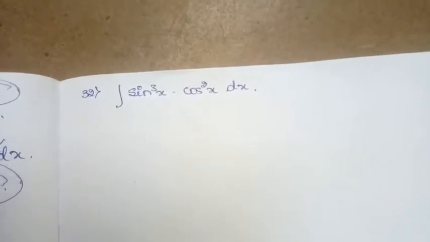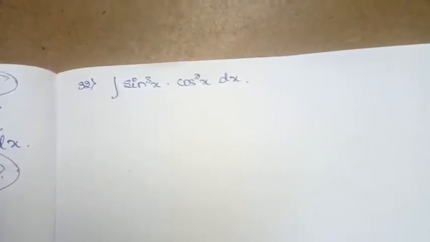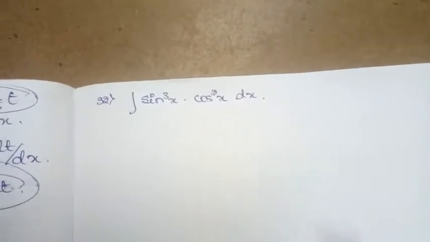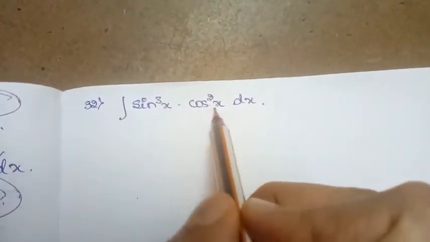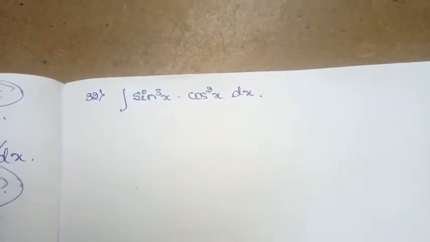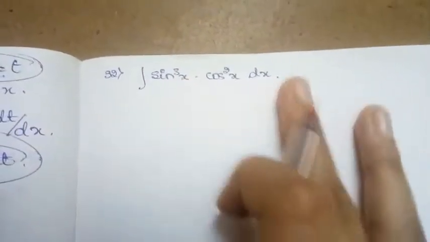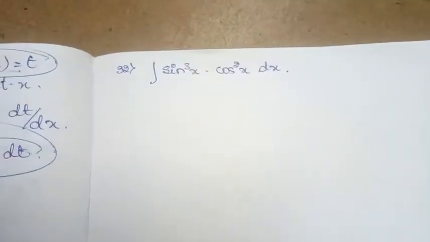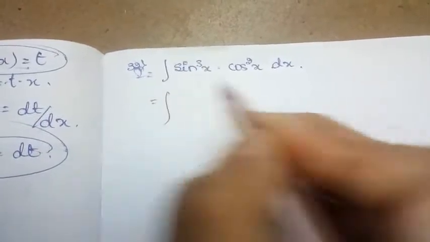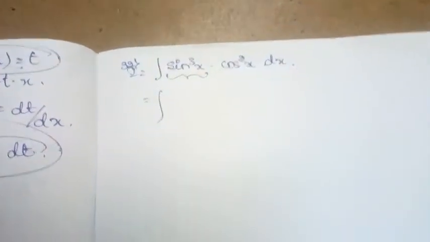So from here it starts, we need to think some bit more than the previous questions we have solved up till now. So we have sin cube x into cos square x dx. Before substitution, think about how we can simplify these questions so that the substitution becomes much and much easier. So what I am doing here is we have sin cube x.